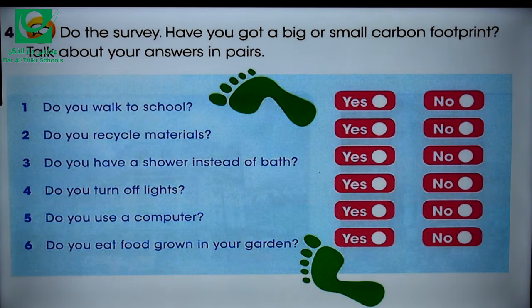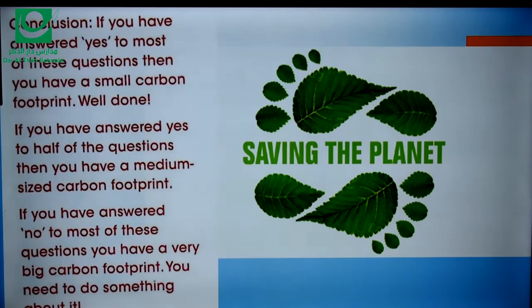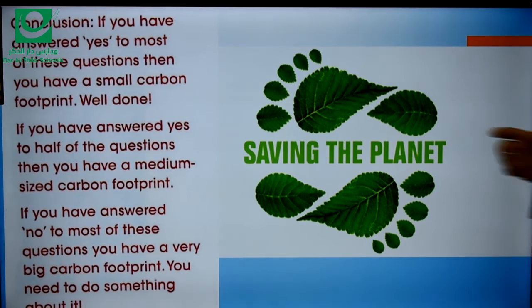Do you recycle materials? Do you have a shower instead of a bath? You keep water. Do you turn off the lights? Do you use a computer? Do you eat food grown in your garden? Try to answer these questions. This is going to help you in the survey. How can you judge it at home? There is a conclusion here.